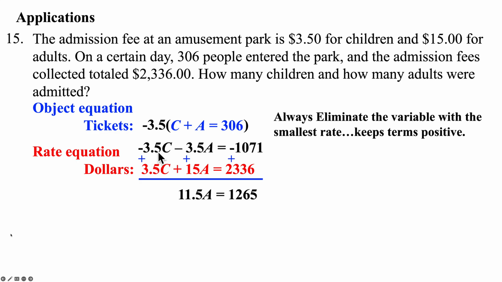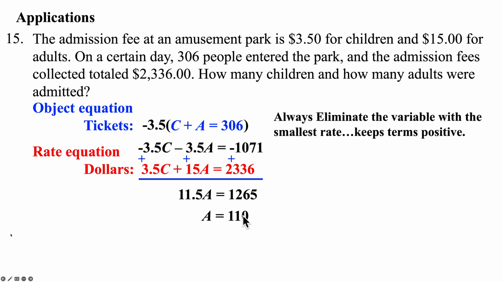Add together, the c's are going to cancel. Negative 3.5 plus 15 is 11.5a. Negative 1071 plus 2336, 1265. Divide by 11.5 into 1,265, and here's the best part. You can't get a decimal answer. It has to be an integer. You didn't sell a third of a ticket, or 0.67 of a ticket.